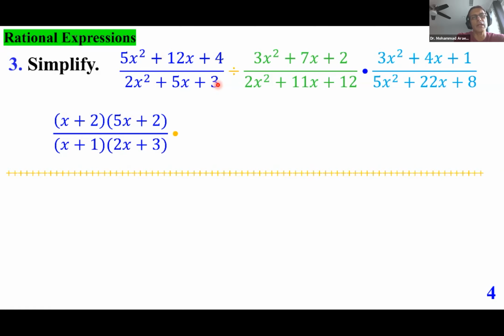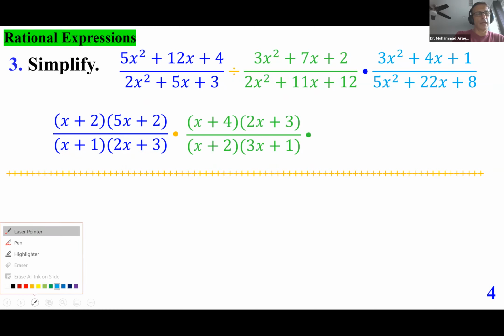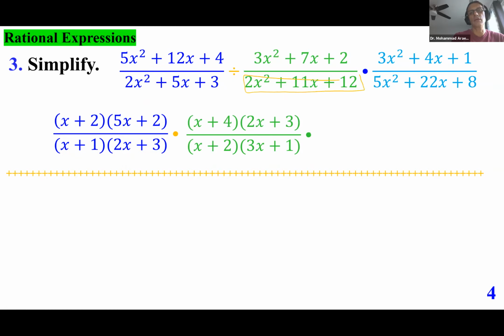3 is a prime number. That's also easy. 1 and 3, because this is positive, both positive or both negative. Remember, adding up these two, we must end up with 5x. Now, the next thing is important. You have a division. That means you're going to divide by this, and therefore you need to flip this over. So the very first thing is to flip this over, and when you do that, this comes up.